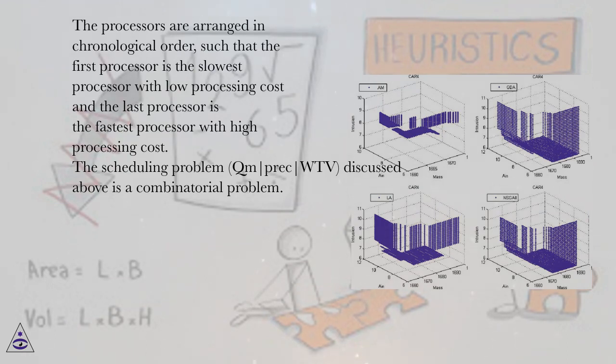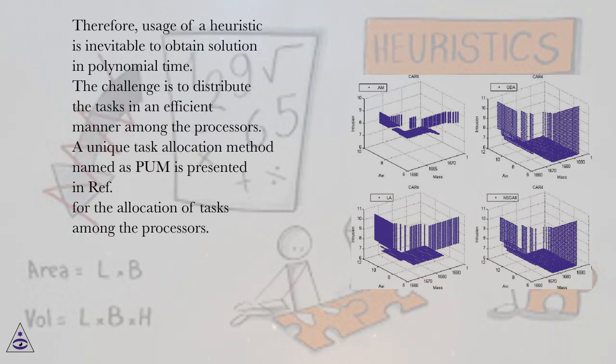The scheduling problem, Qm | prec | WTV, discussed above is a combinatorial problem. Therefore, usage of a heuristic is inevitable to obtain a solution in polynomial time. The challenge is to distribute the tasks in an efficient manner among the processors. A unique task allocation method named POOM is presented in Ref. for the allocation of tasks among the processors.